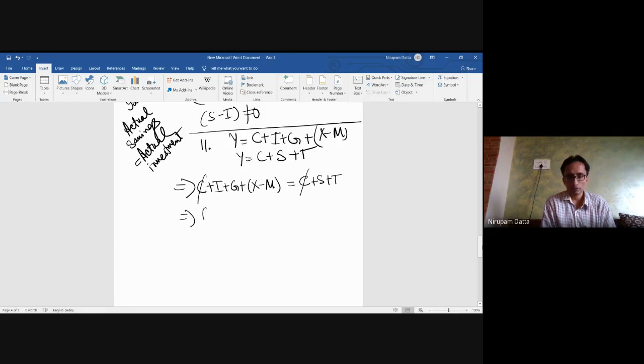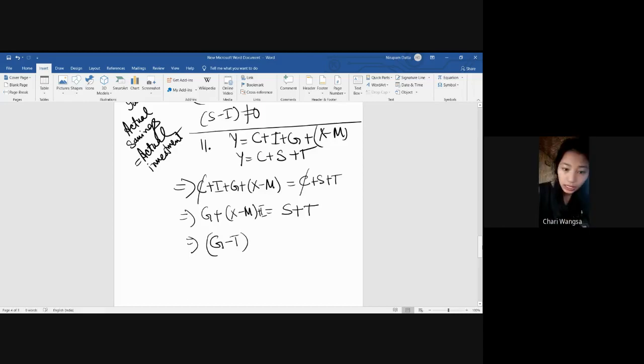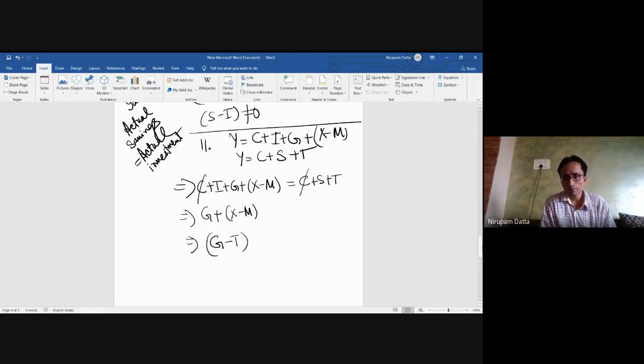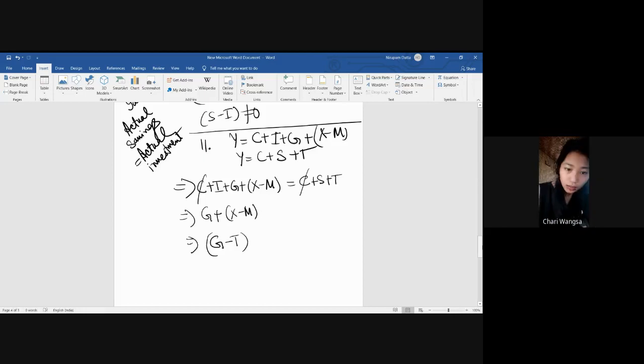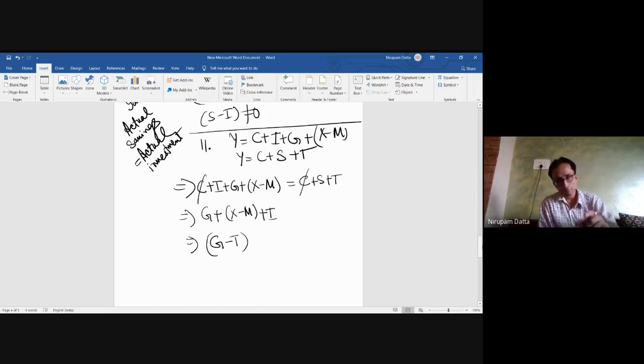So we are left with what? G plus X minus M equal to S plus T. So we again rearrange the terms. Sir, what about I? Pardon? I, because in the second step you just included G. C plus I plus G plus X minus M equals C plus S plus T. So C cancel each other out.